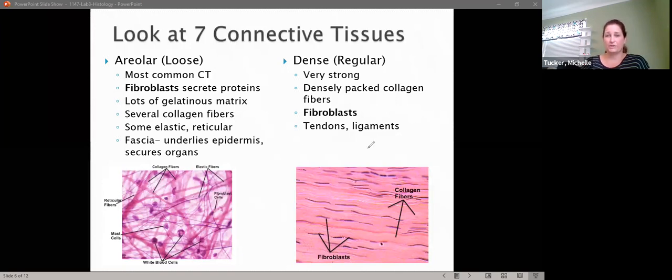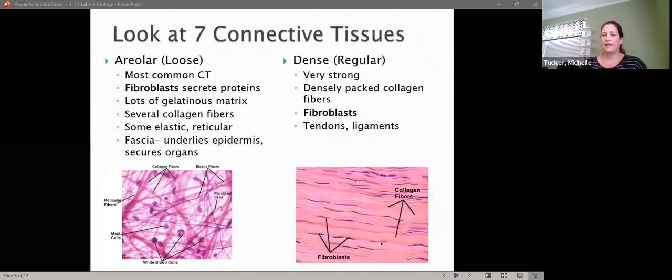Dense connective tissue's cell type is also fibroblasts, but they secrete almost exclusively collagen fibers. And these collagen fibers are pretty large in size. If you blow it up to high enough magnification, you can actually see them. This slide is found in tendon. The way these collagen fibers stack, one on top of another, forms a very strong structure.